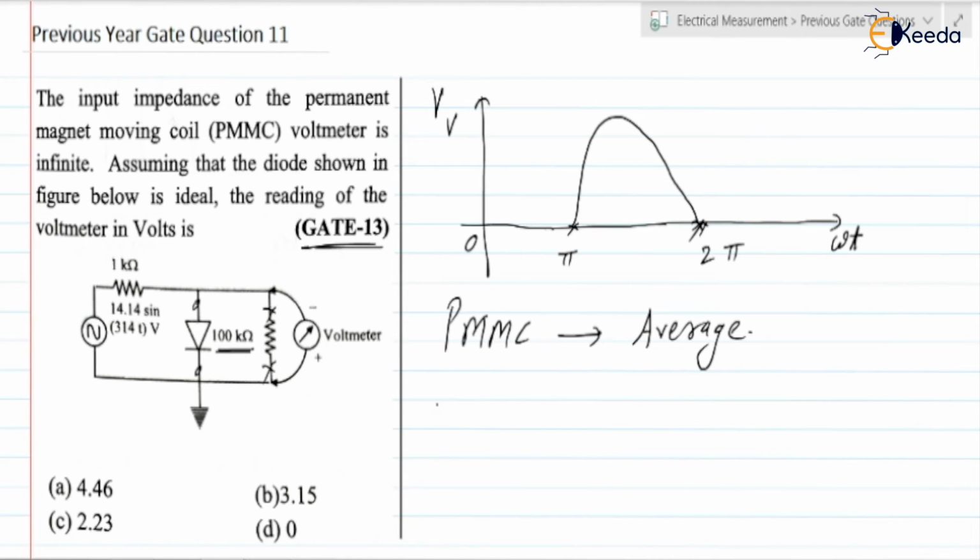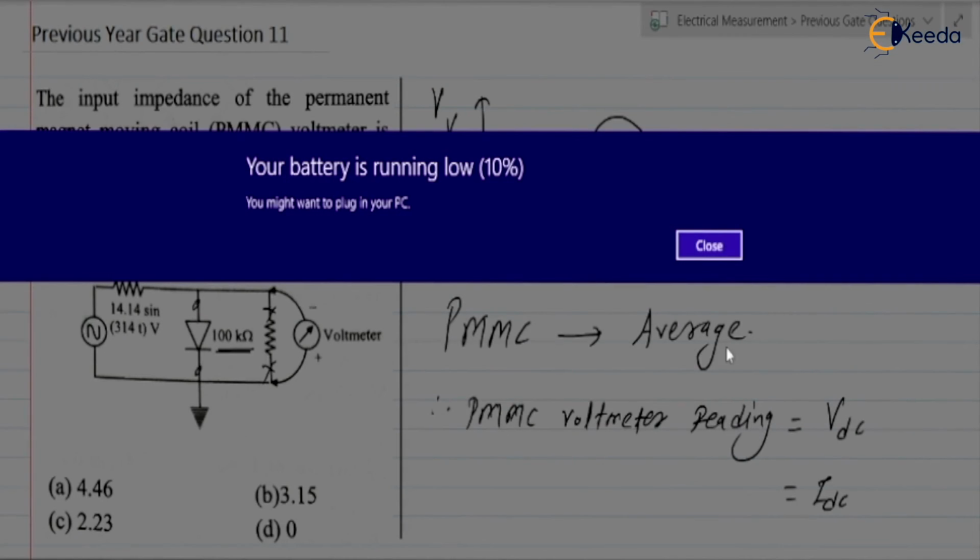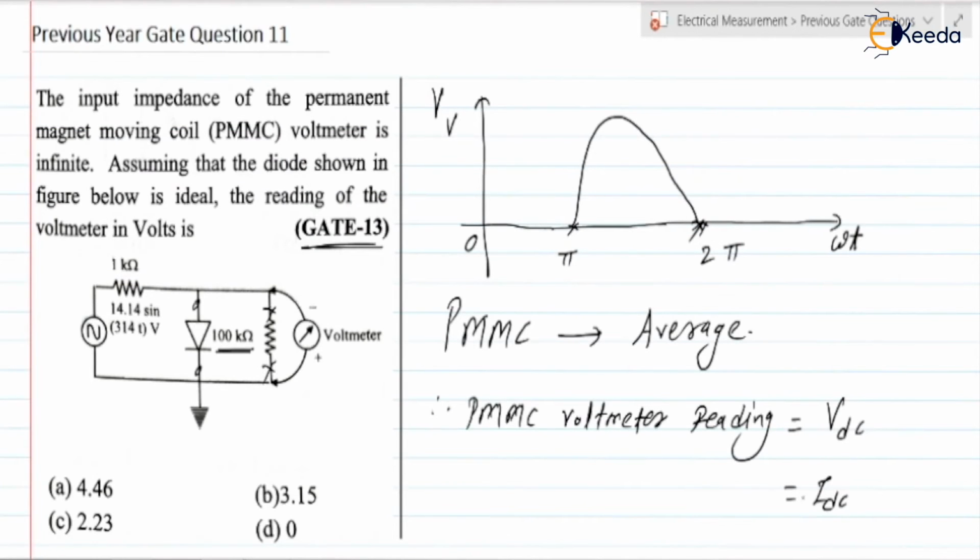So can we write the PMMC voltmeter reading? Let us consider it as VDC, which is equal to IDC, the average value of current flowing through the voltmeter, into the resistance of the voltmeter, that is 100K.